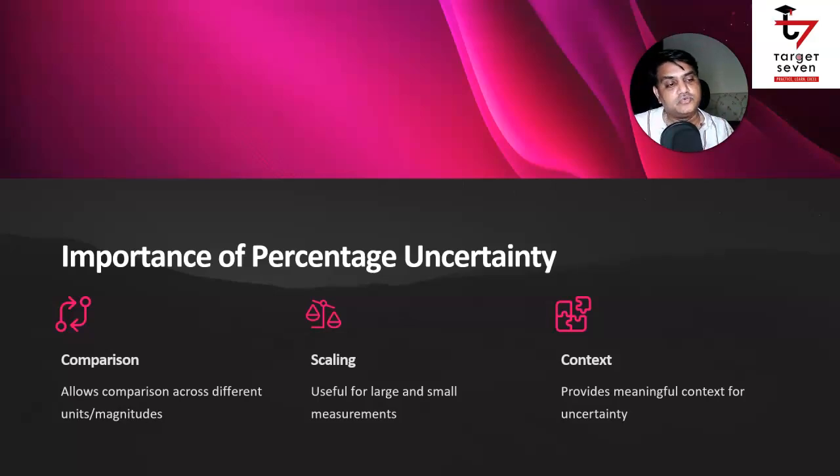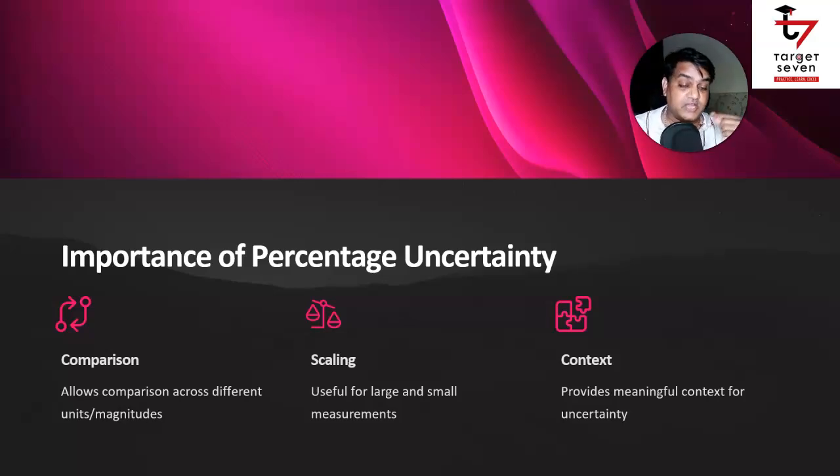Again, going back to the reason why we use percentage uncertainties, it allows us to compare the values or the deviation of the values across different units or magnitudes. Say for example, we would like to compare the deviation of the area of a cuboid versus the volume of the cuboid. Instead of using the relative uncertainties, it is always better to use the percentage uncertainties.